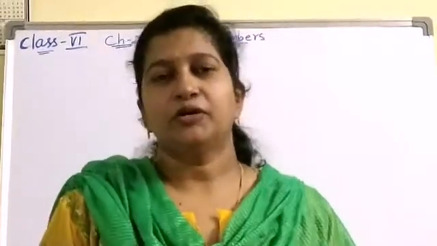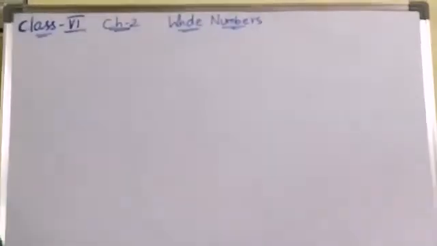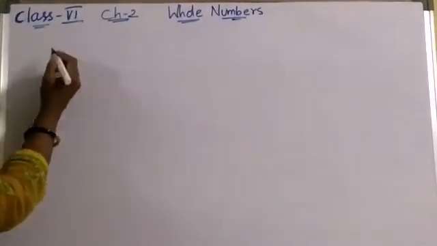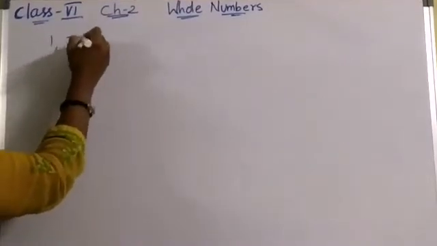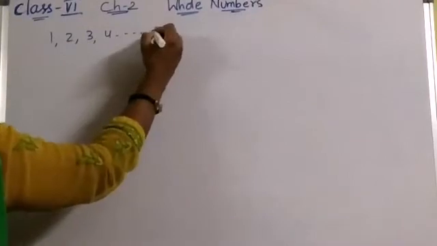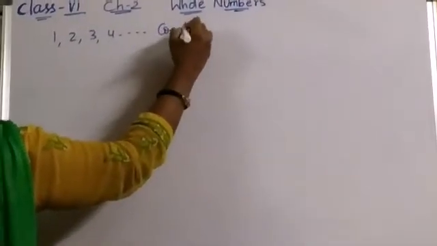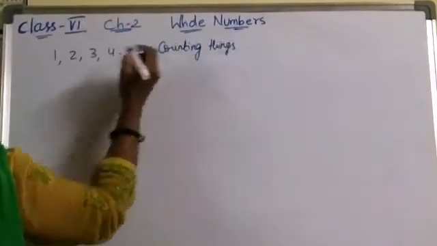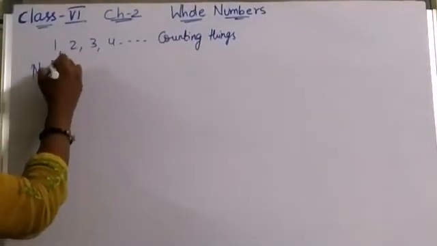In this video I am going to discuss 6th class unit 2, whole numbers. Coming to what are counting numbers? 1, 2, 3, 4 and so on. We use 1, 2, 3, 4 and so on for counting things. These counting numbers are nothing but natural numbers.